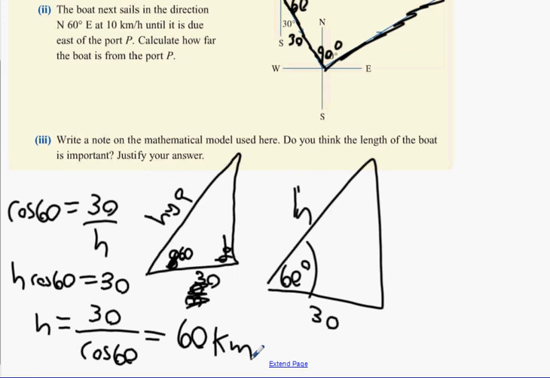Write a note on the mathematical model used here. Do you think the length of the boat is important? Justify your answer. It can put off your answer by a small amount. As an example, if we just draw a random boat here, and the person is in the middle, I say that it can put it off by a couple of meters. But because the distances are so vast, you're talking 30 kilometers, being about 10-20 meters off.